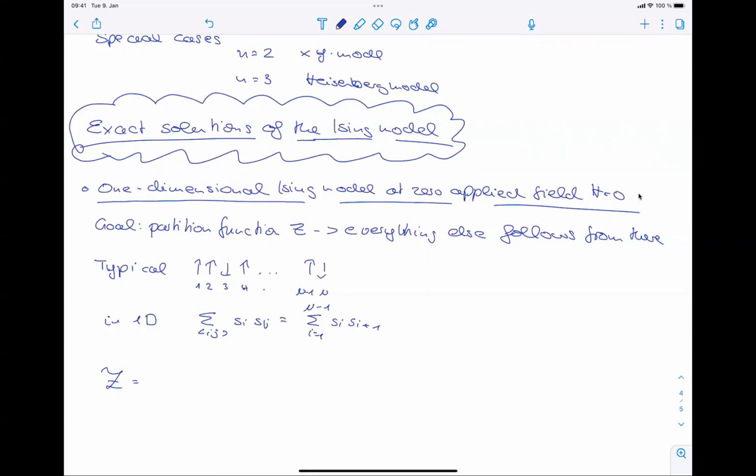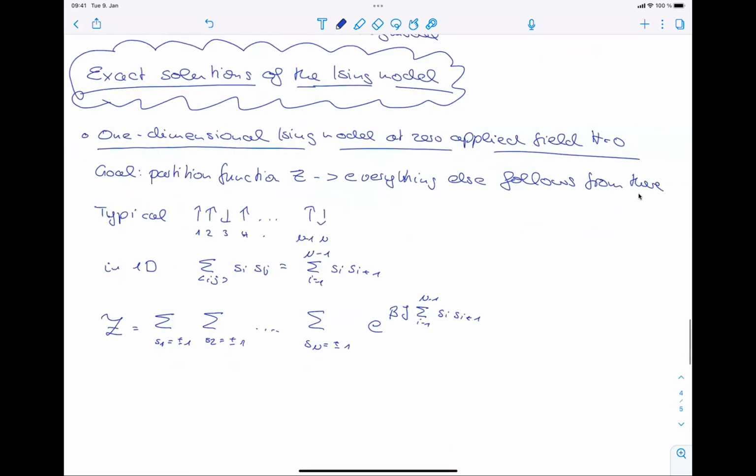Each spin can take 2 states, +1 and -1, so I should sum over all of them. So I have S1 equal +1, -1, S2 +1, -1, and so on until Sn equal +1, -1. This is enumerating all states that we have in the system. And then we take the Boltzmann factor of minus beta H. The interaction is minus J, so the minus cancels, and I have plus J summing from i equal 1 to n minus 1 of Si Si plus 1.